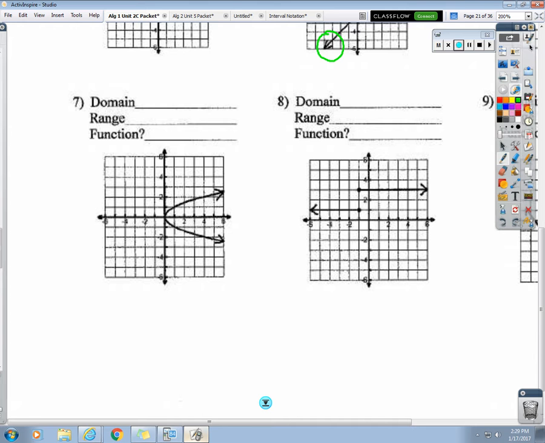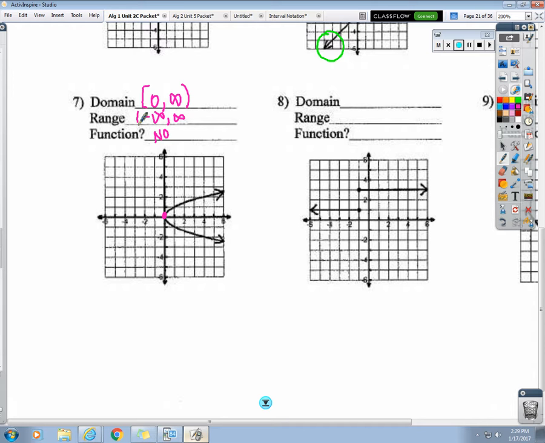Is it a function? No. No, it would not pass the vertical line test. What's the domain? 0 to infinity. The furthest left you can go is here, which is 0 on the x-axis, included. And then you can go right forever. What about the range? Negative infinity to positive infinity.